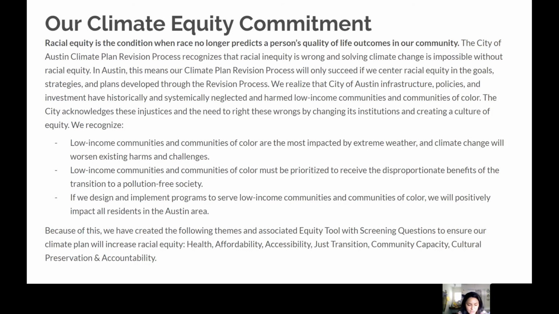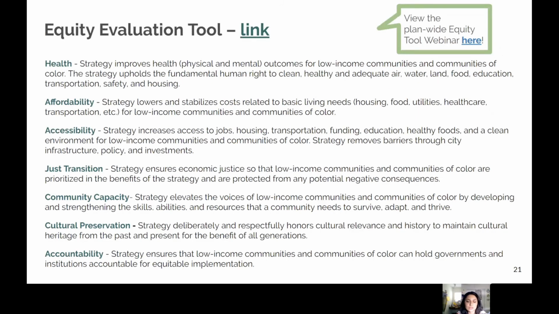So this statement and the equity tool was co-created with members from our steering committee, and they helped develop the themes of health, affordability, accessibility, just transition, community capacity, and cultural preservation and accountability. And these themes are helping guide our advisory groups and how they're developing their goals and strategies, and ensuring that we're sharing similar values. So I provided a link to the Plan-Wide Equity Tool webinar that we had available for the steering committee and advisory groups as well. So you'll have the opportunity to dig deeper if you're interested.